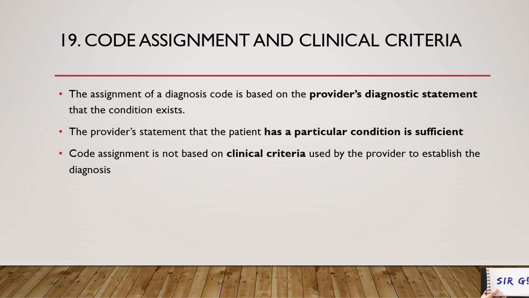Code assignment and clinical criteria: the assignment of a diagnosis code is always based on the provider's diagnostic statement that the condition exists. Even if you don't see that in the laboratory result or in your radiology report, if the doctor documents a condition like that, that statement of the doctor is already enough. Your coding is always based on the provider's diagnostic statements, and the provider's statement that the patient has a particular condition is sufficient. Code assignment is not based on the clinical criteria used by the provider to establish the diagnosis. So the basis of our coding should always be your provider's statement, supported also by the documentation. So those are our conventions and a part of the tabular list.